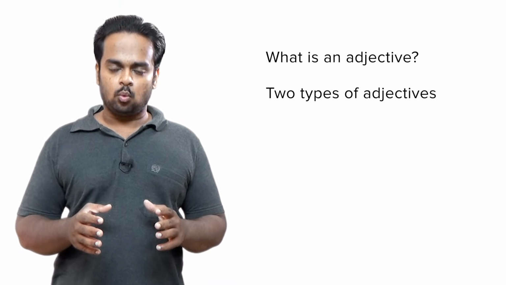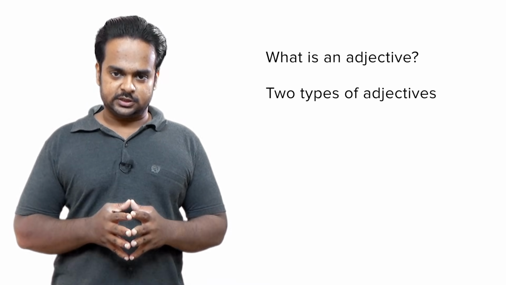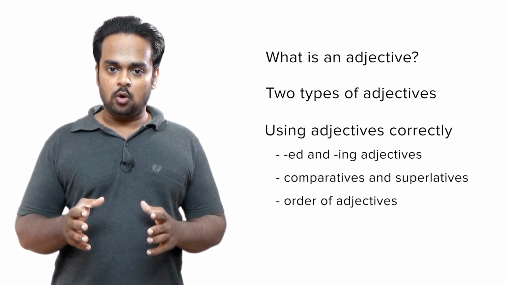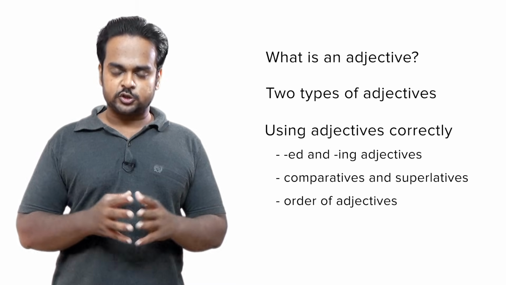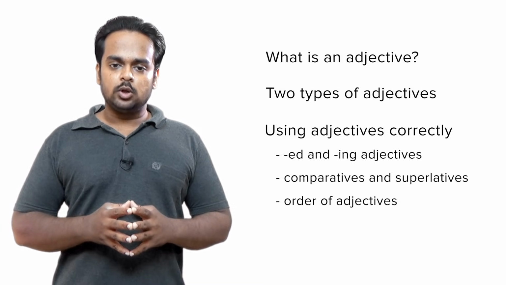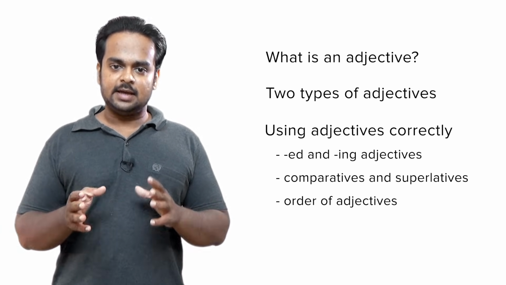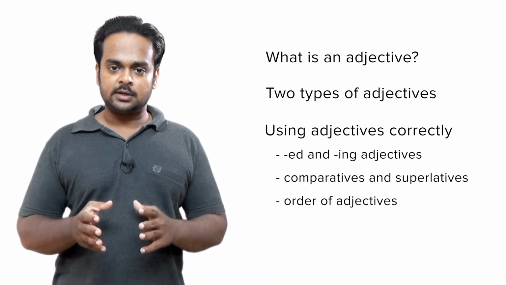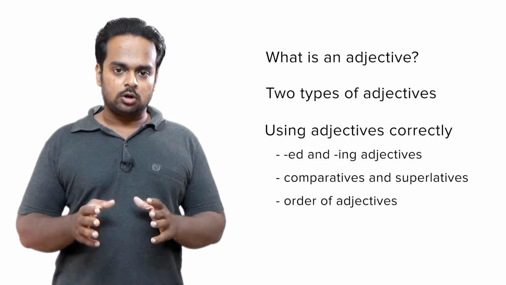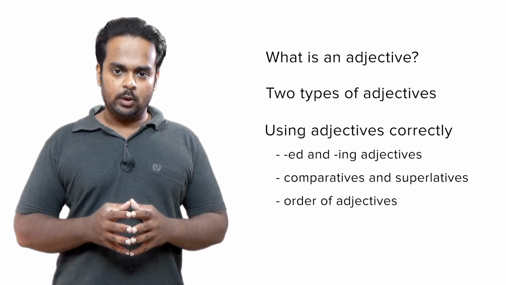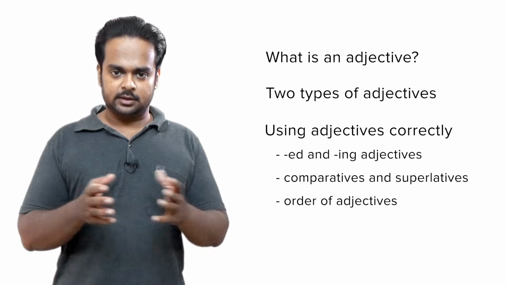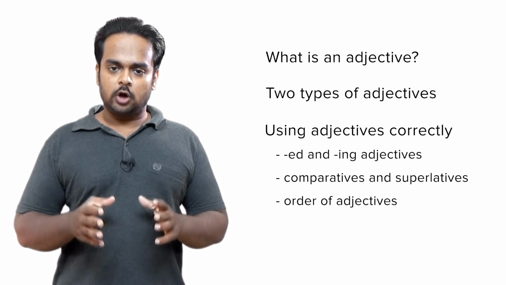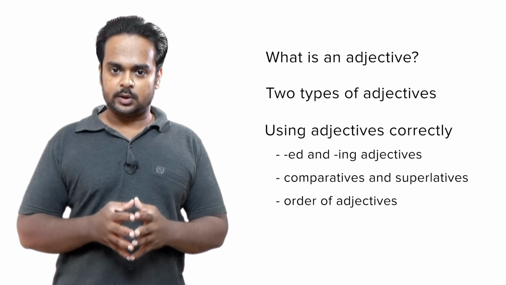In this lesson, I will tell you what is an adjective and what are the two main types of adjectives. And then we will focus on using adjectives correctly and how to avoid common mistakes that students make with them. We will look at three areas: ed and ing adjectives, comparatives and superlatives, and the order of adjectives. That is, when you have more than one adjective in a sentence, which should you put first, second, etc. So we'll talk about avoiding errors in these three areas.